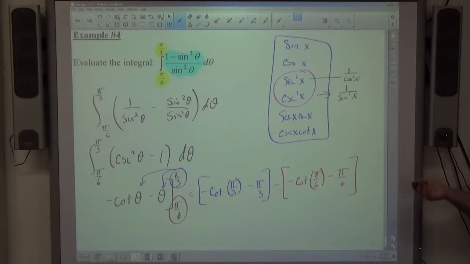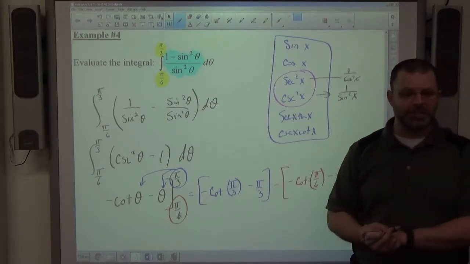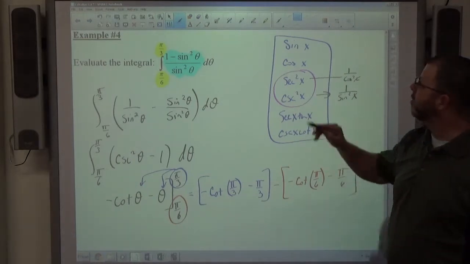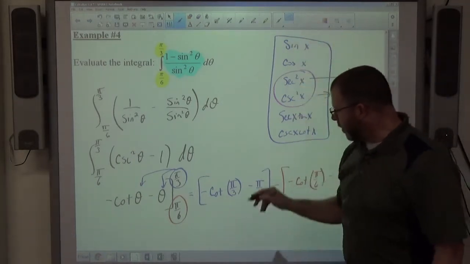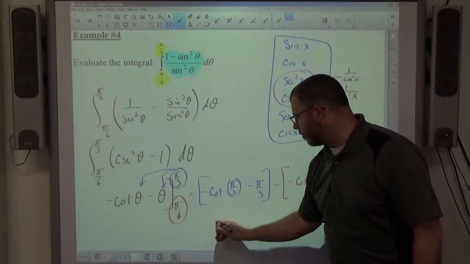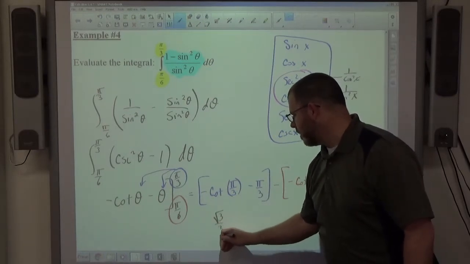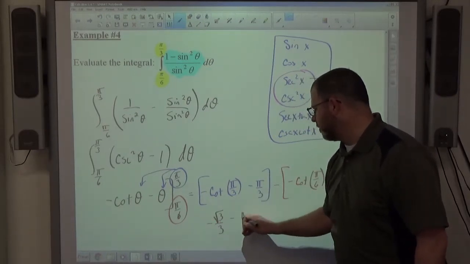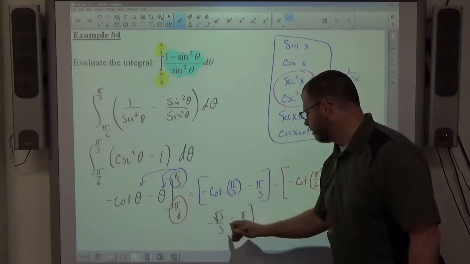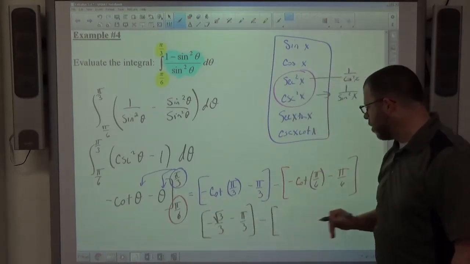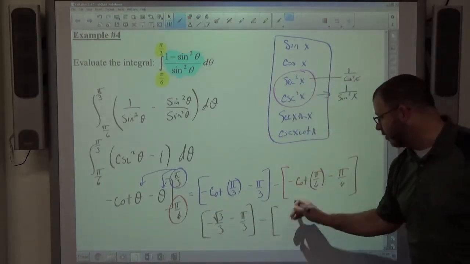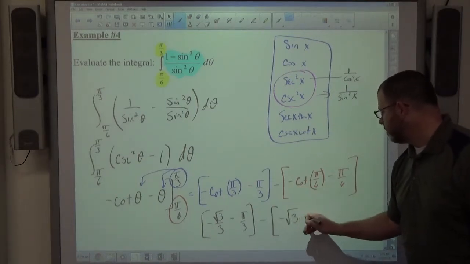Cotangent of pi over 3, cotangent of pi over 6 have exact values. I'd like the exact values when possible. Keep in mind they're going to be radical structures, but again, a radical structure is exact. I'd rather have that than a decimal approximation. So if I'm evaluating this, cotangent of pi over 3 is the square root of 3 over 3. And it's negative. We're subtracting pi over 3 from that. The cotangent of pi over 6 is the square root of 3, so negative square root of 3 minus pi over 6.